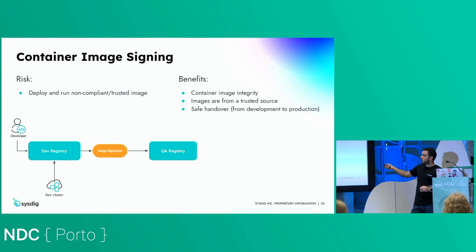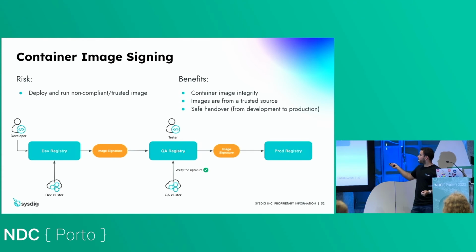So you sign, it goes to QA. QA makes sure that they are actually getting the image that you signed is a trusted one, so they are testing exactly what they should. And then they are going to test it, they are going to give an OK, and this is going to be signed again. All right? And by the time the prod registry is sending to the production cluster, so the production cluster is getting from the prod registry, there's actually another signature in there.